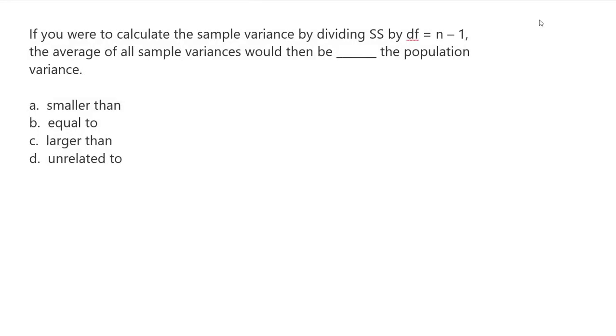If you were to calculate the sample variance, s squared, by dividing the sum of squares by n minus 1, which is actually the formula that we do use, the average of all sample variances would be, in this case, equal to the population variance. The whole idea here is that we're using the sample variance to try and estimate the population variance.